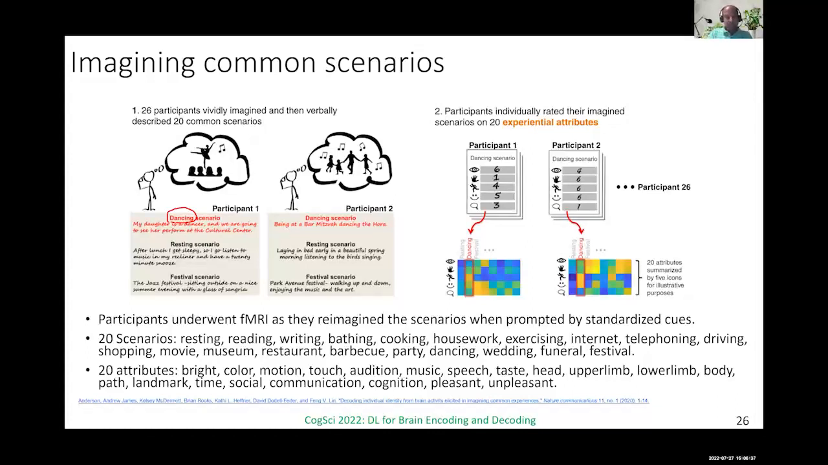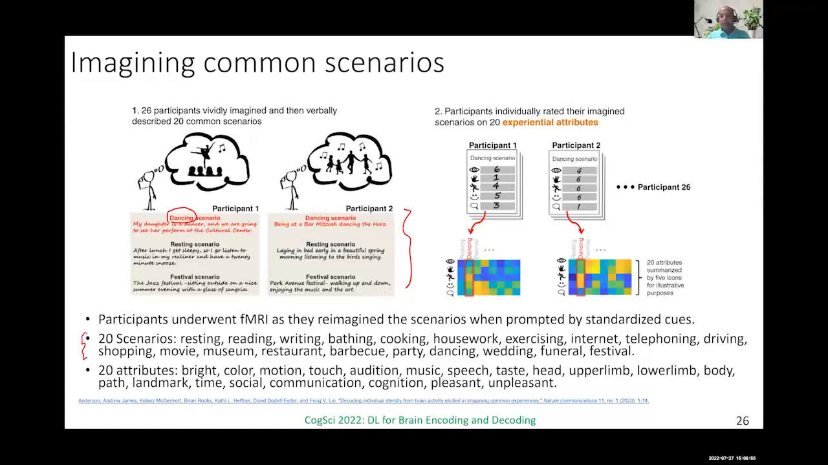So that's basic. There were 20 different scenarios in the data set: resting, reading, writing, bathing, cooking, housework, and so on. Participants came up with various kinds of responses, right? For the same dancing scenario, somebody could say, my daughter is a dancer and we are going to see her perform at the cultural center, and so on.